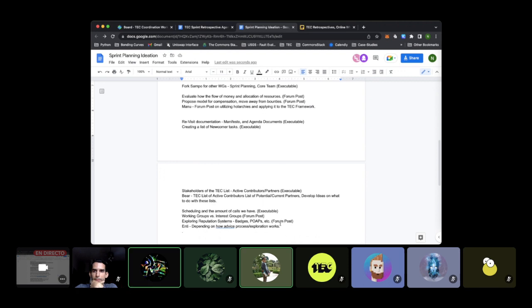So in these two realms, you have exploring reputation systems. You want to do this as a forum post, right? Is that okay? Kind of like a proposal, an idea for how we should implement a reputation system through badges, POAPs, etc.